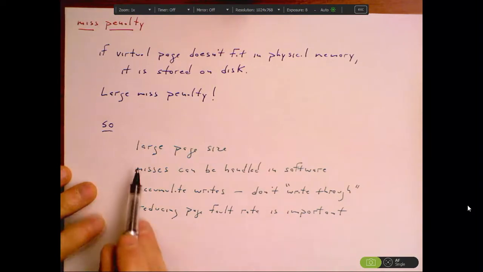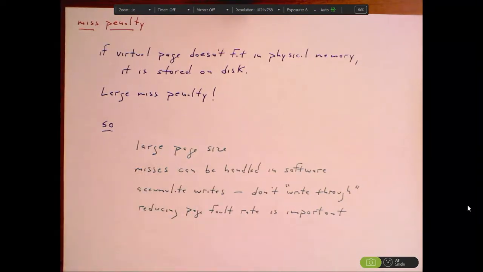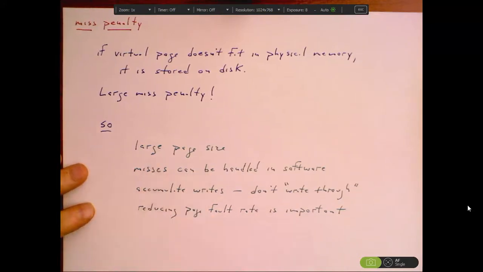Well, it means we're going to have a large page size, because when we actually go to the disk, it's going to be slow, so we're going to read a lot. We're not going to just read one byte or one word. We're going to read a full disk block. So we're going to have a large page size.